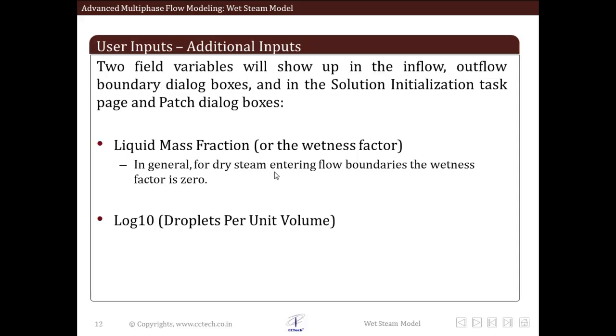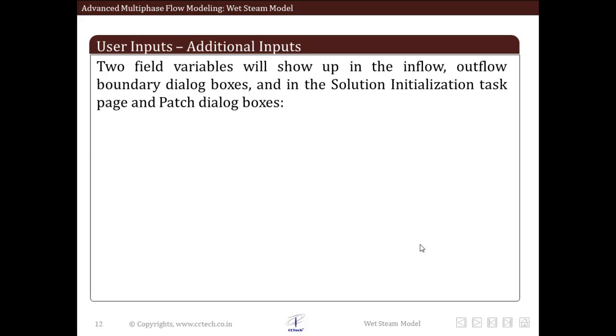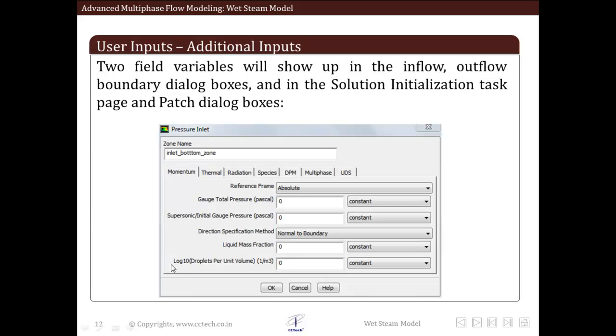Next additional input is log 10 of droplets per unit volume. This is the quantity of droplets per unit volume. This is also usually entered as 0 as we assume that 0 droplets enter the domain at the inlet. You can see the pressure boundary condition panel here and these are the additional inputs that are appearing. That is liquid mass fraction, this particular value, and log 10 of droplets per unit volume, which has a unit of per meter cube, is appearing here.